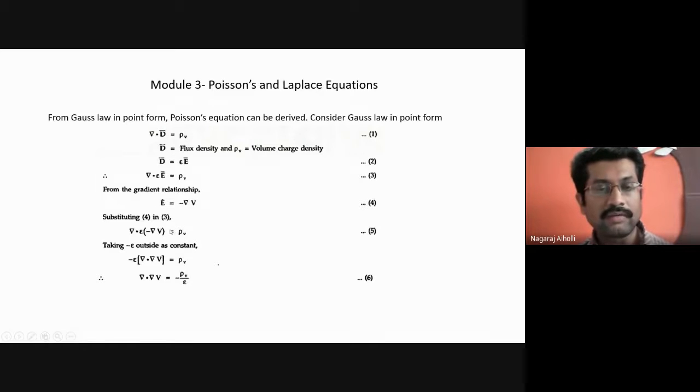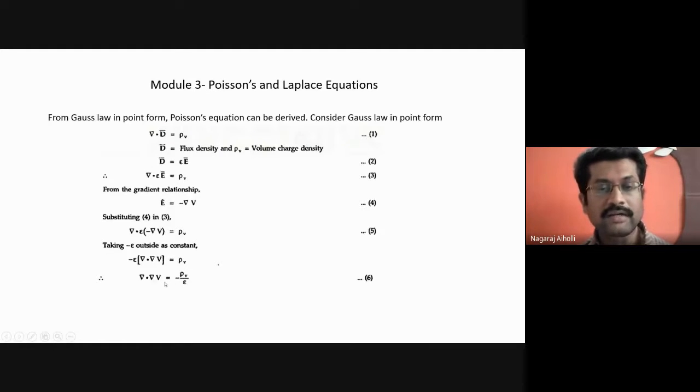Now what will I do? I will take minus epsilon outside because it's a constant. So I'm taking minus epsilon outside. I'll get minus epsilon of del dot del V is equal to rho V, or del dot del V is equal to minus rho V by epsilon.